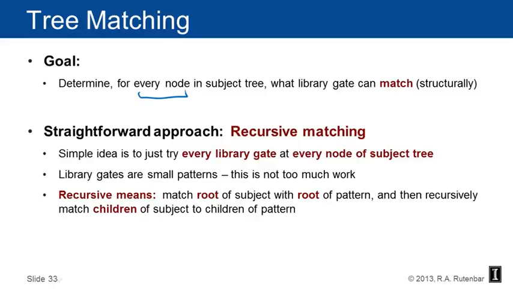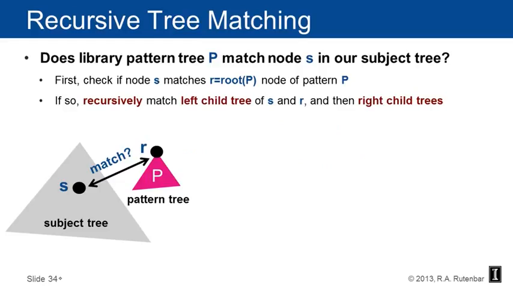There is a very straightforward approach here called recursive matching. The simple idea is just to try every library gate at every node of the subject tree. The library gates, the elements in your technology library, they're small patterns, right? They're not thousands and thousands of nodes. They're like 5 or 6 or 8 or 10 nodes in the graph. So this is just not too much work. And the notion of recursive matching means basically you match the root of the subject where you're trying to map this little logic gate with the root of the pattern. And if those things match, then you recursively match the children.